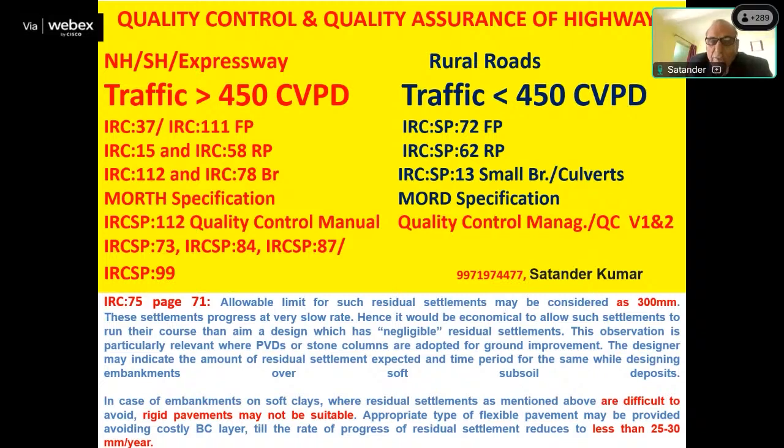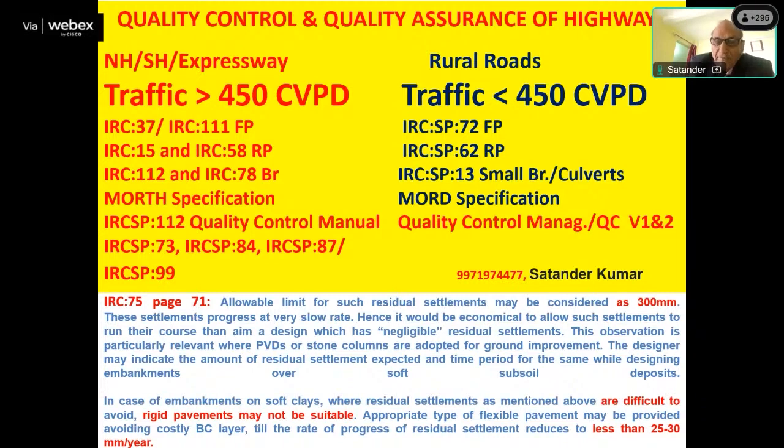Whereas in the case of low volume road, when traffic is less than 450 commercial vehicles per day per lane, there is a single code for construction and maintenance both, like IRC SP 72 for flexible pavement and IRC SP 62. This code is applicable for ODR and MDR also. These are low volume roads.